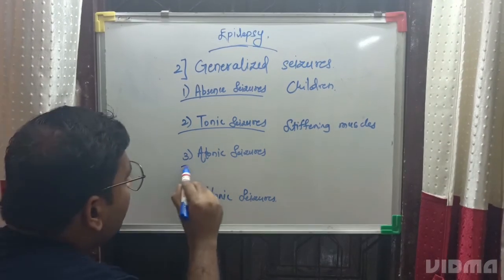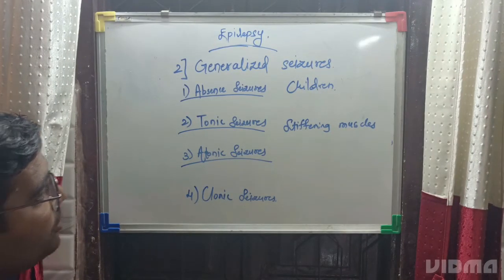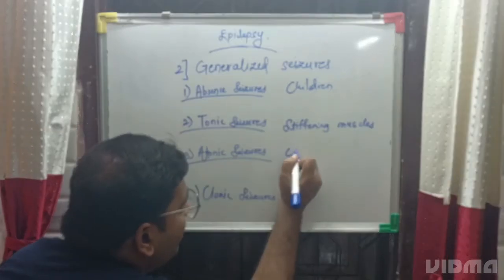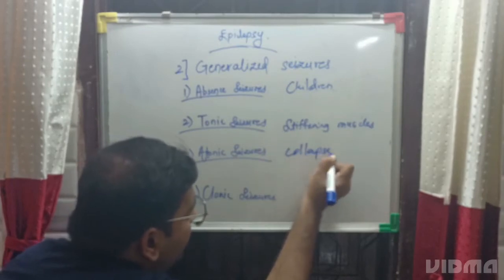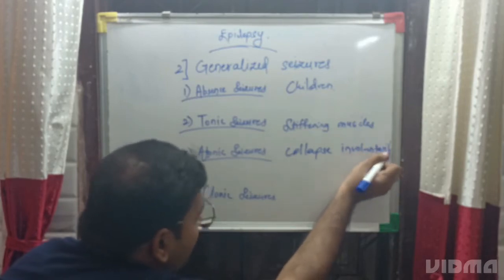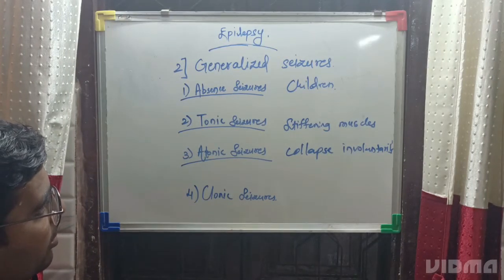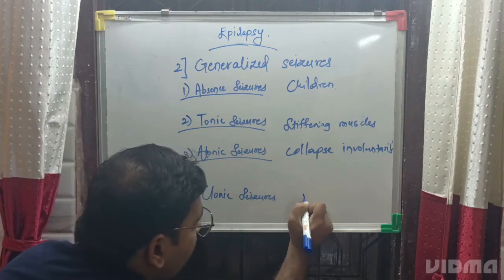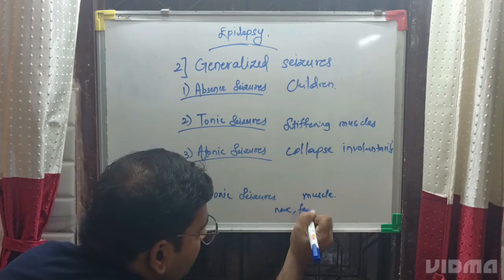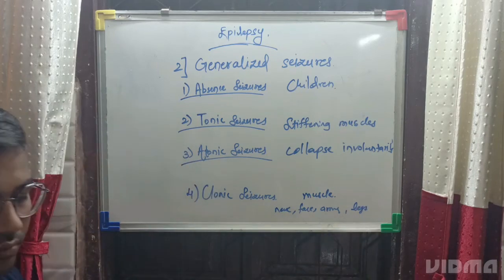Now we will focus on the atonic seizures, in which there is stiffening of the muscles, the twitching of the muscles also occurs, and the person collapses involuntarily. Now we will focus on the clonic seizures, in which there is twitching or spasms of the muscles of the neck, face, arms and legs.